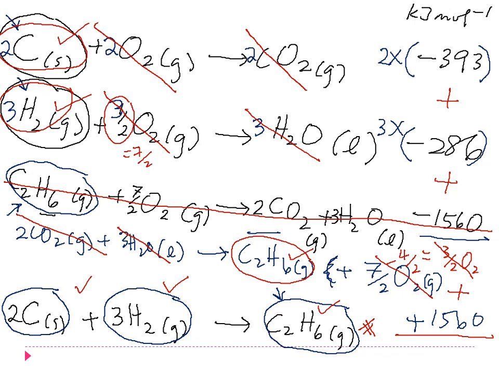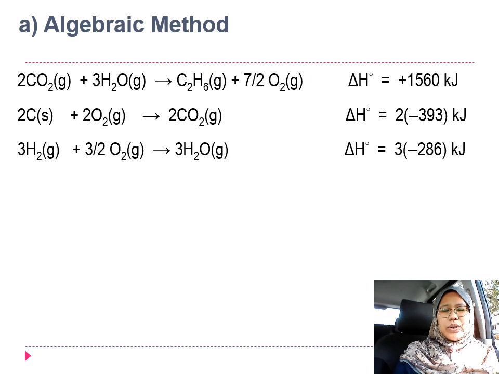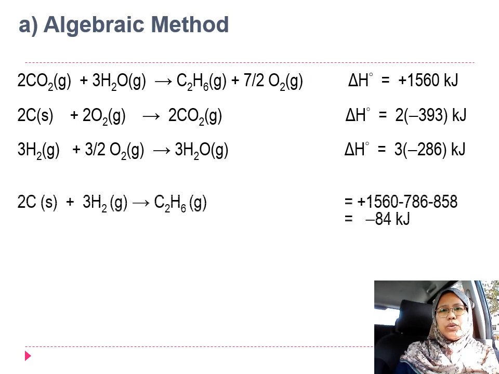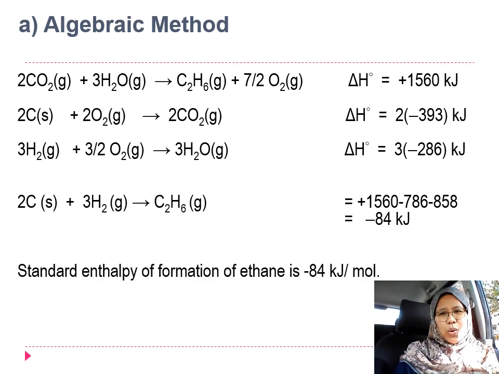Let's look at the answer in the next slide. Okay, let's look at the final answer. This is again the derived equation that we have manipulated, whereby the equation of combustion of ethane is reversed, so the sign changes into positive. The combustion of carbon is multiplied by 2, and the combustion of hydrogen gas is multiplied by 3. So we are going to get a final answer, negative 84 kilojoules per mole.